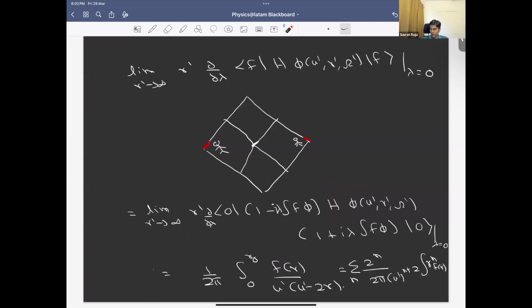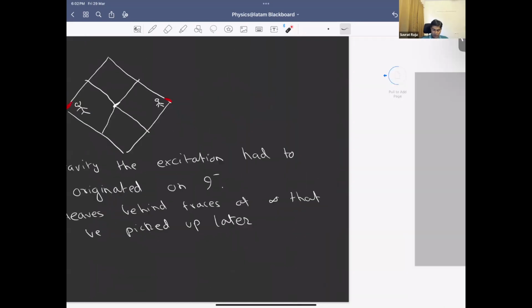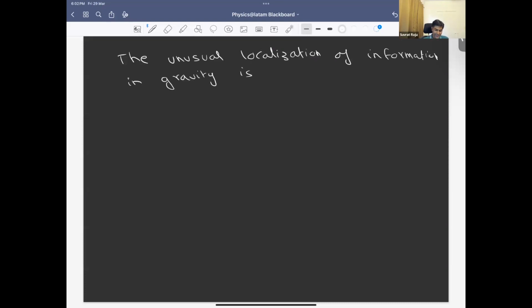Okay, are there any other questions? Okay, I want to say one more thing before I go on, which is actually an important thing to say. The unusual localization of information in gravity that we have been discussing for now 2 lectures is not always important. So I want to tell you now that there are some cases where this is not important.